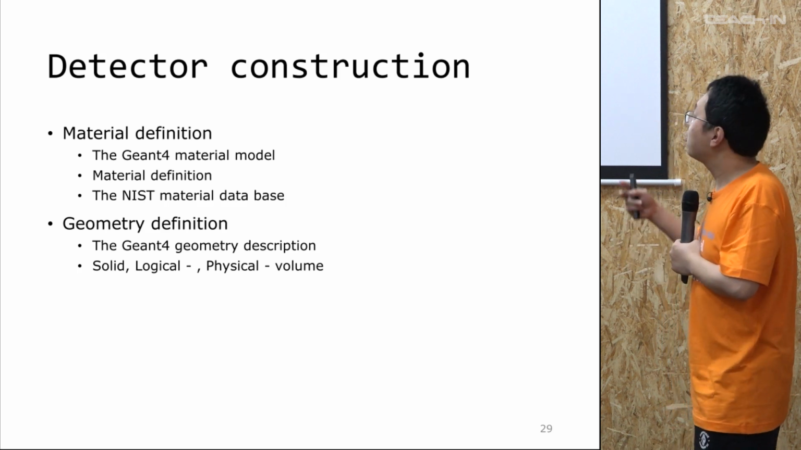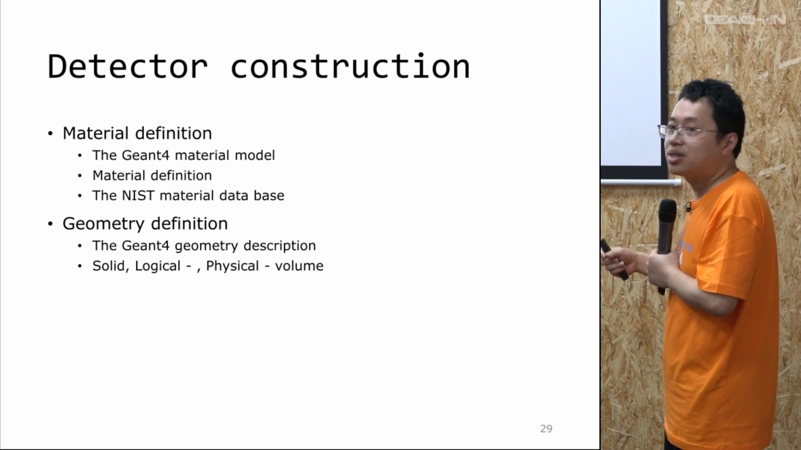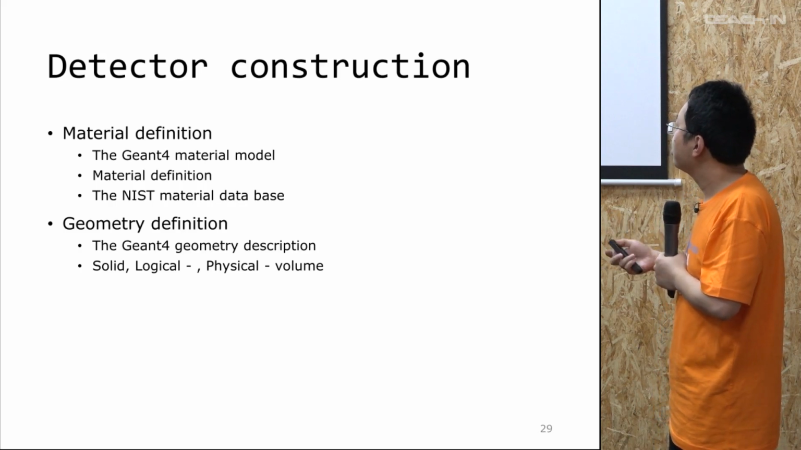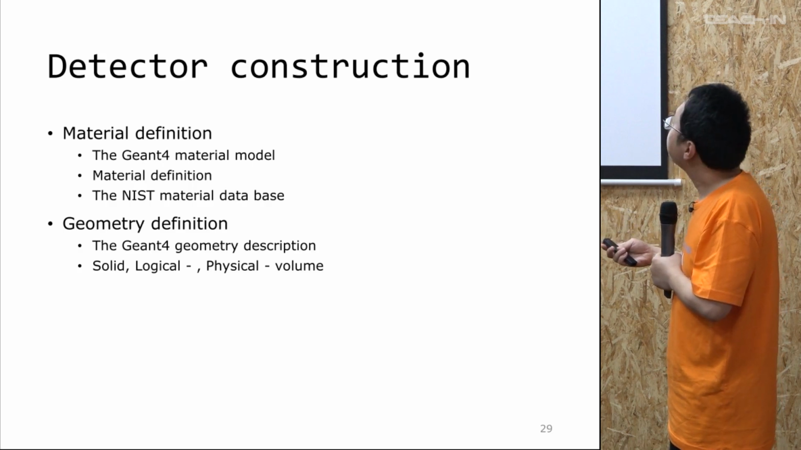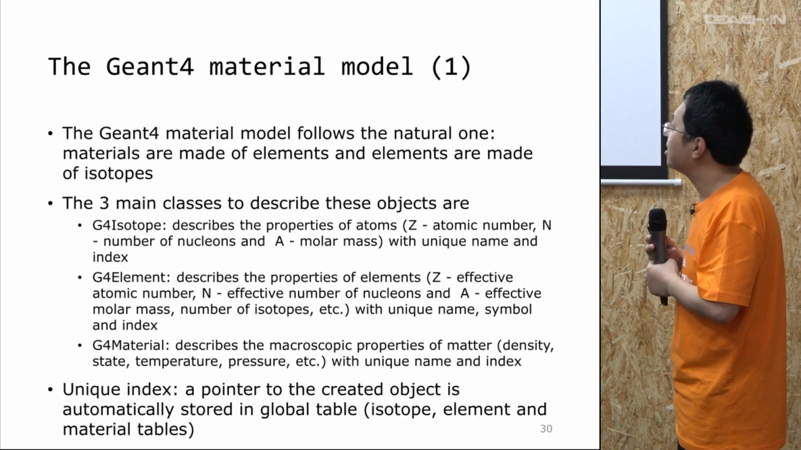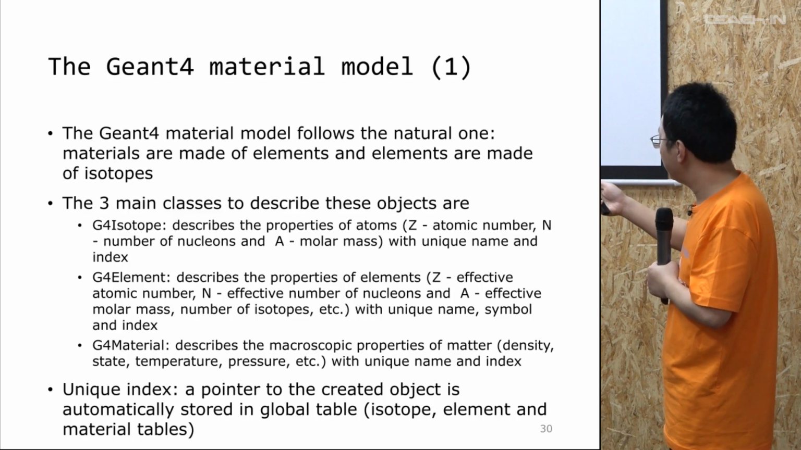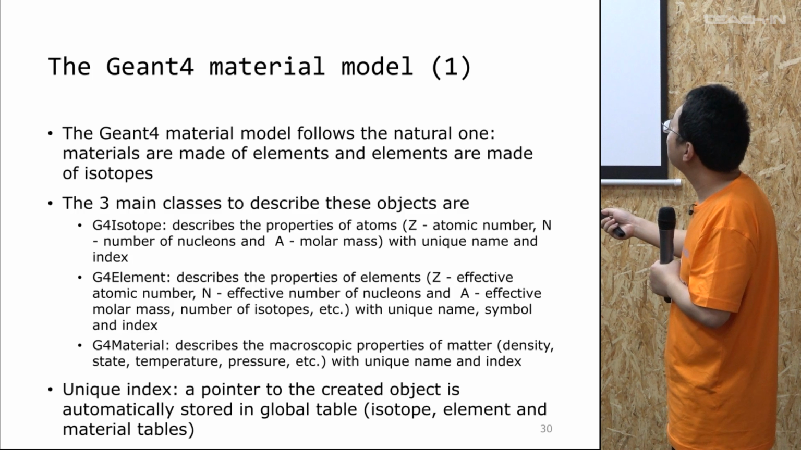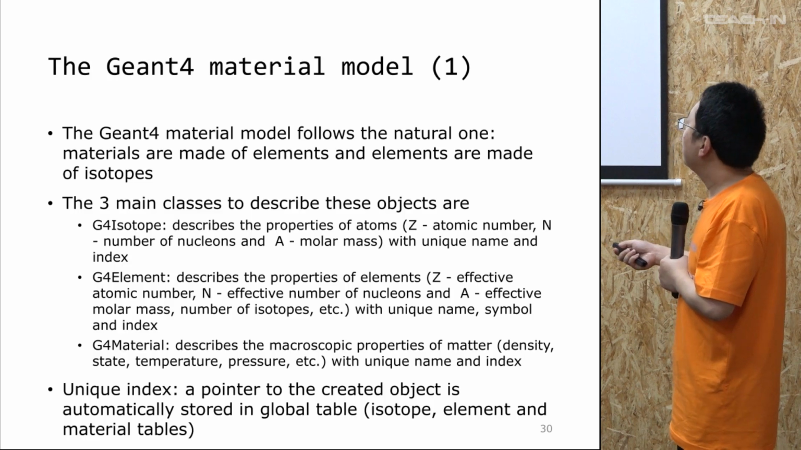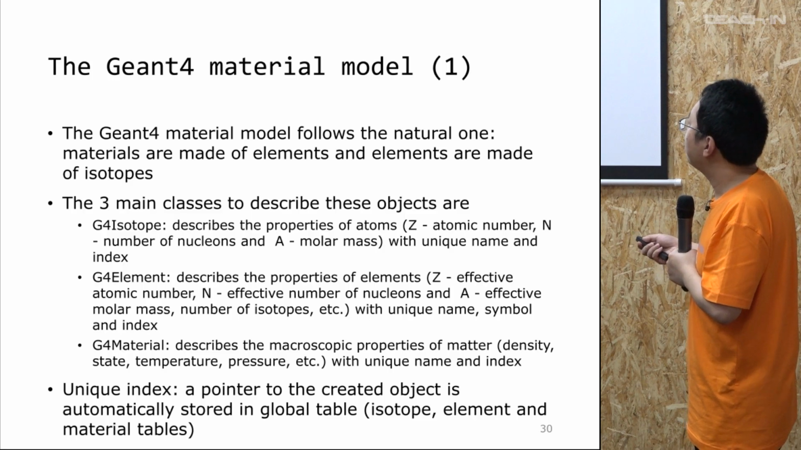So in this part, two topics should be mentioned: one is the material, and the other is the geometry definition. All of these are very important. For the material, Geant4 follows nature. We have the so-called elements, and the elements can be made of isotopes. There are three main classes to describe this information.